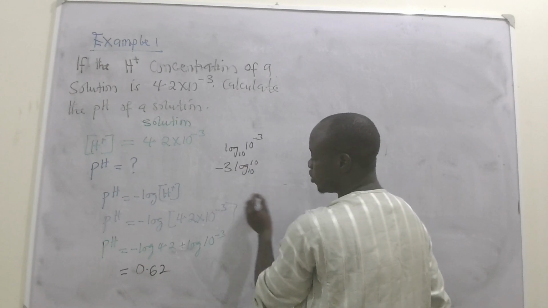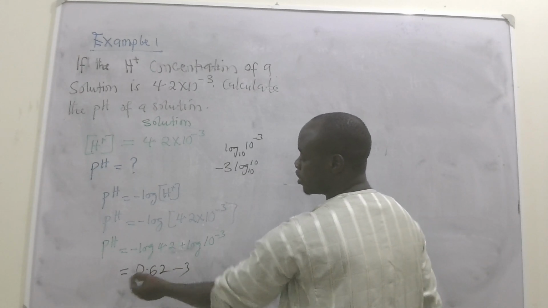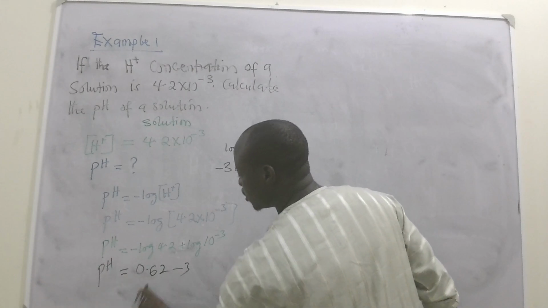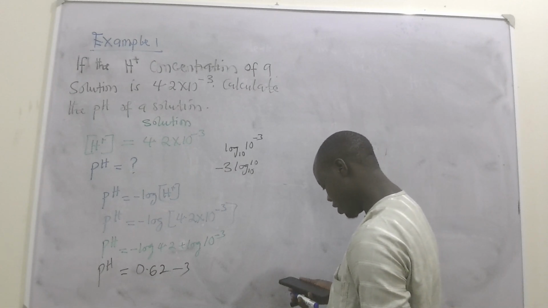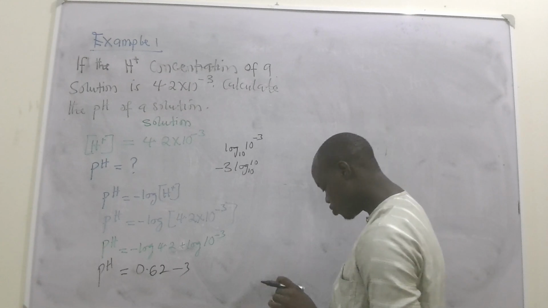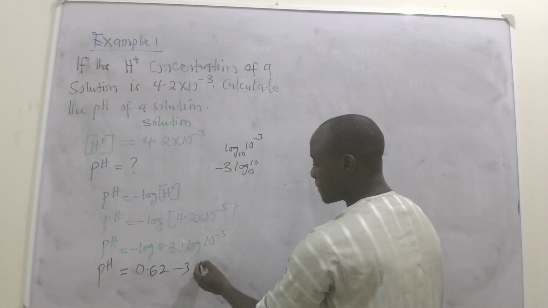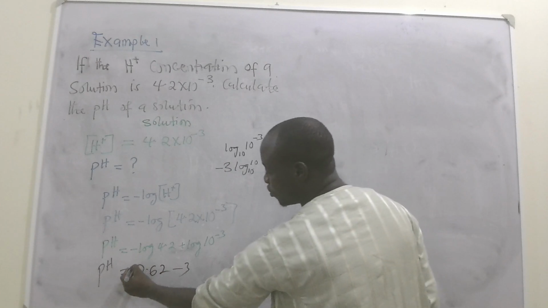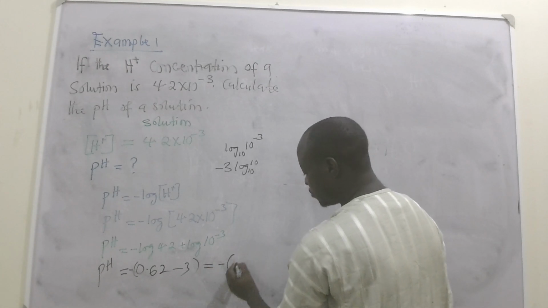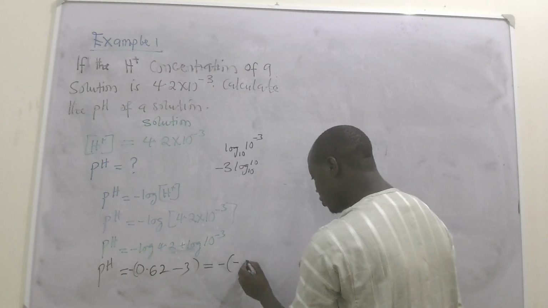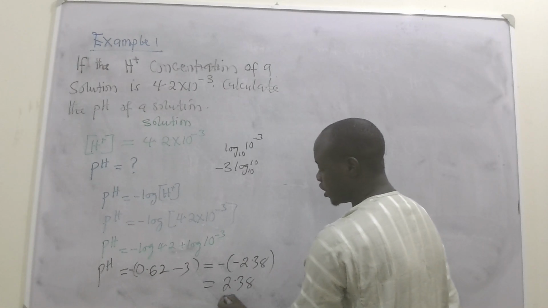So we have log 10 base 10, and any log of its own base equals 1. Therefore, this minus 3 will come down. We now have pH equal to minus open bracket 0.62 minus 3. If we now press our calculator, after we subtract this, we have minus open bracket minus 2.38. Minus times minus is plus, so we have 2.38, and this is what is going to be our pH.